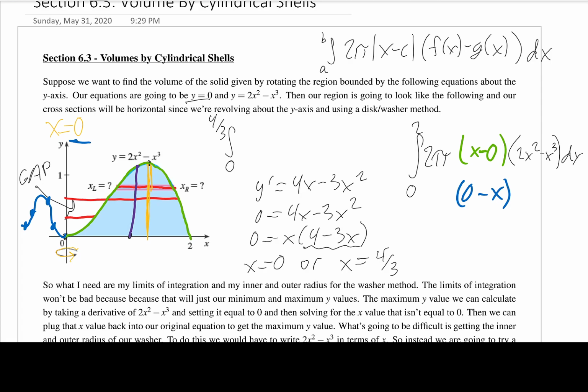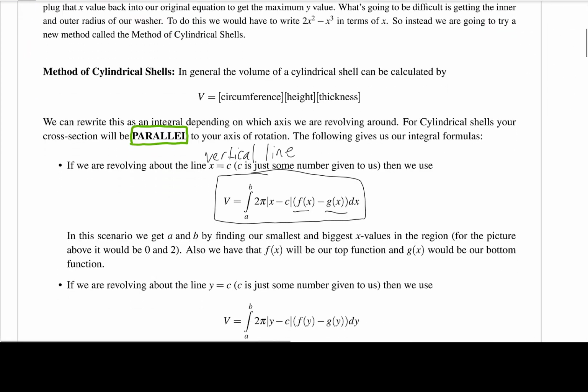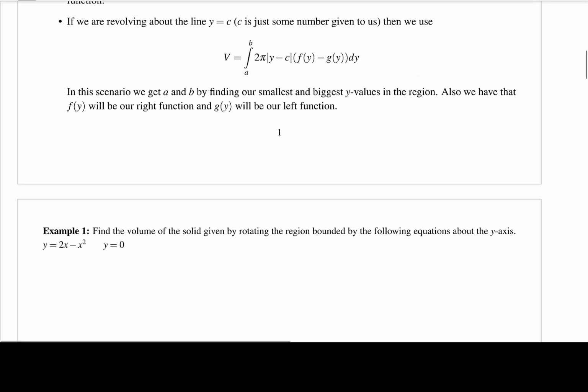And then dx. So now all I'd have to do to find our volume is pull this 2 pi out, distribute our x, and then the integral, it's really not that bad. We can just use power rule on 2 separate parts. Okay, and so this is an example of the method of cylindrical shells, just making things a lot easier.